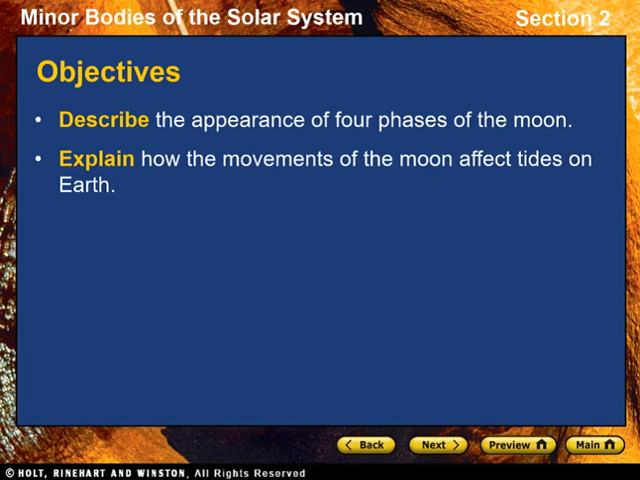At the end of this video, you should be able to describe the appearance of 4 phases of the moon and explain how the movements of the moon affect tides on Earth.